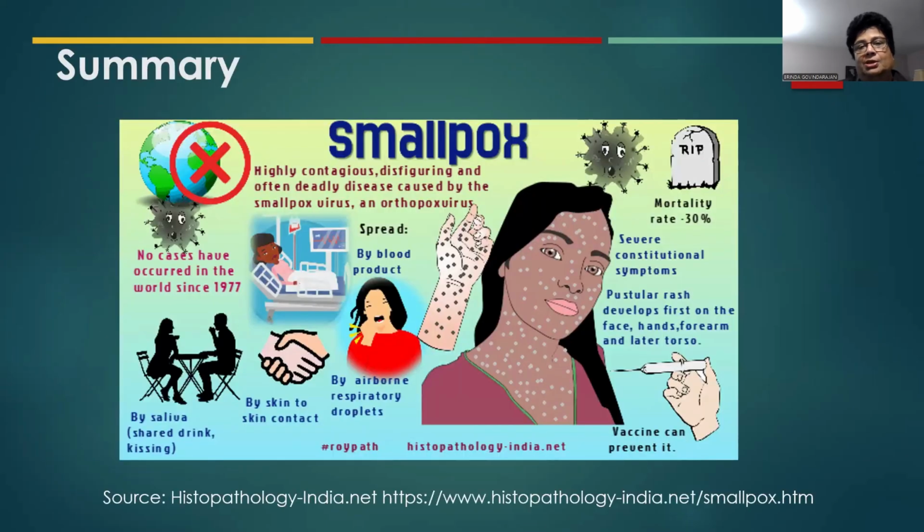In summary, smallpox is a highly contagious, disfiguring, and deadly disease caused by the smallpox virus. It spread through blood or by skin to skin contact or by airborne respiratory droplets, also by saliva when drinks, etc., are shared. No cases have occurred since 1977, but the disease is characterized by pustular rash, which develops first in the face, then in the hands, forearm, and later torso, and the mortality rate is 30%.